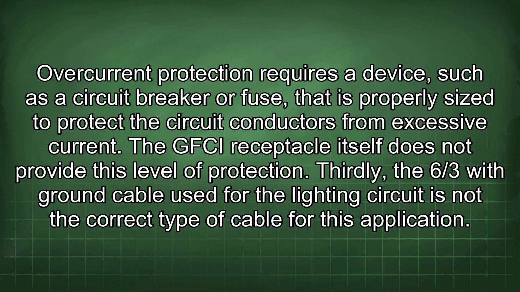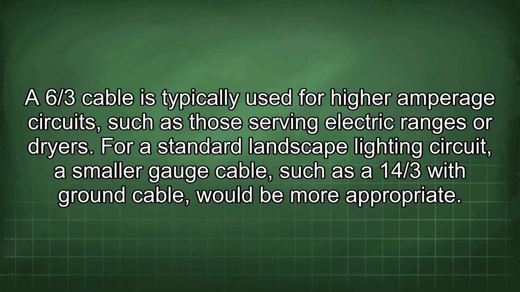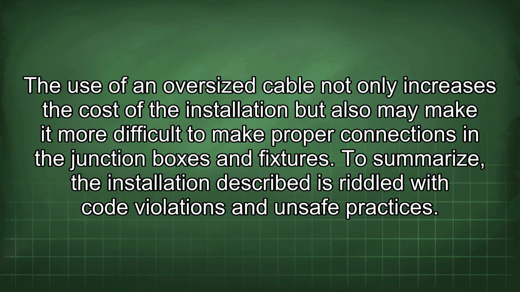Thirdly, the 6/3 with ground cable used for the lighting circuit is not the correct type of cable for this application. A 6/3 cable is typically used for higher amperage circuits, such as those serving electric ranges or dryers. For a standard landscape lighting circuit, a smaller gauge cable, such as a 14/3 with ground cable, would be more appropriate. The use of an oversized cable not only increases the cost of the installation, but also may make it more difficult to make proper connections in the junction boxes and fixtures.